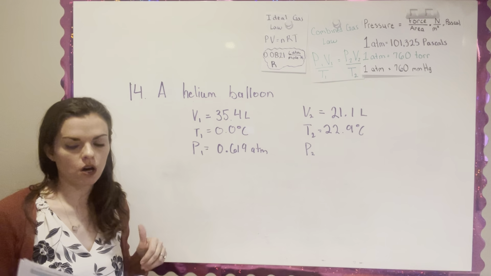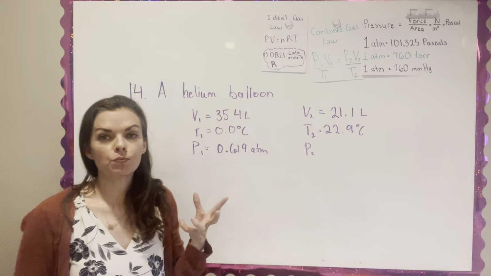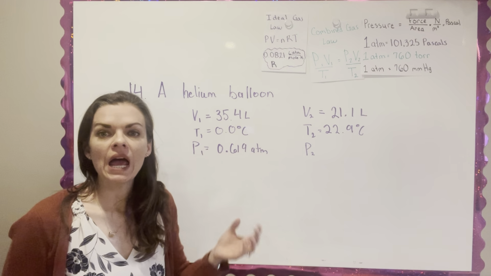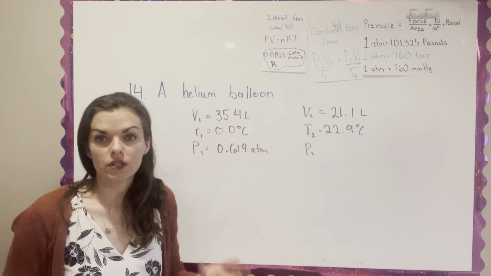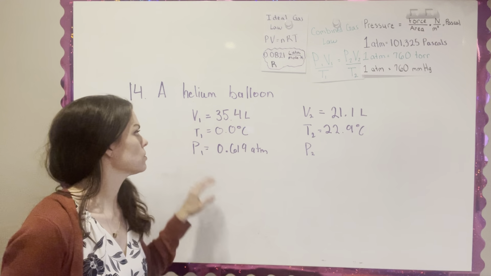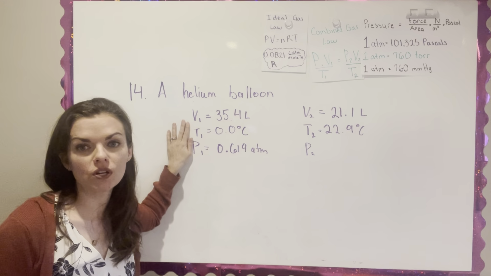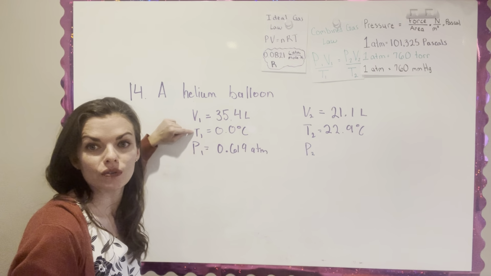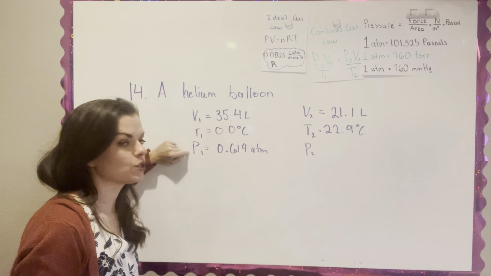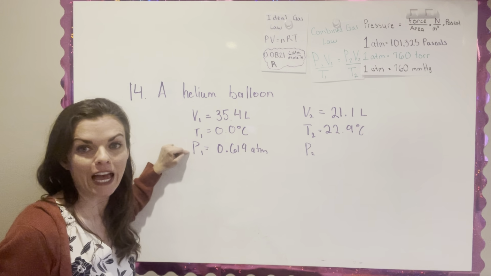It's kind of long, but you'll get the gist. So in this problem, we have a helium balloon, and they give me all the information about its current status as it's up in the air. So they tell me it has a volume of 35.4 liters. It has a temperature of 0 degrees Celsius, and a pressure of 0.619 atmospheres.